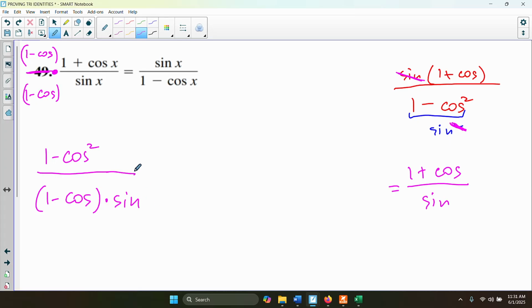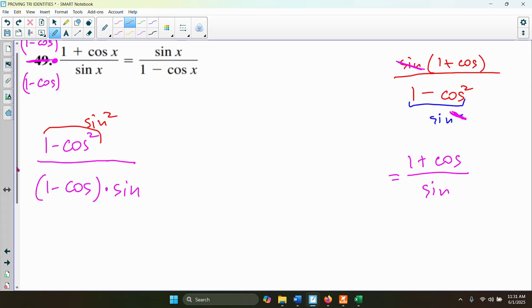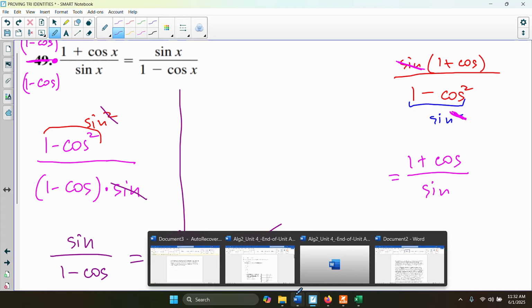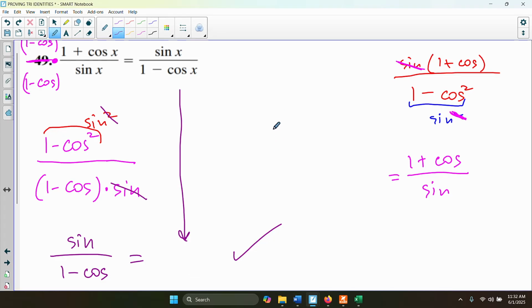The goal there was to manipulate the numerator to become this. Because here I recognize this is what? This is sine squared. And now, wait a second, I have sine squared up top. I just canceled against sine squared, the square part with a sine, leaving you sine divided by 1 minus cosine. And that's exactly what's on the other side. So that's a proof. We are done. Okay.